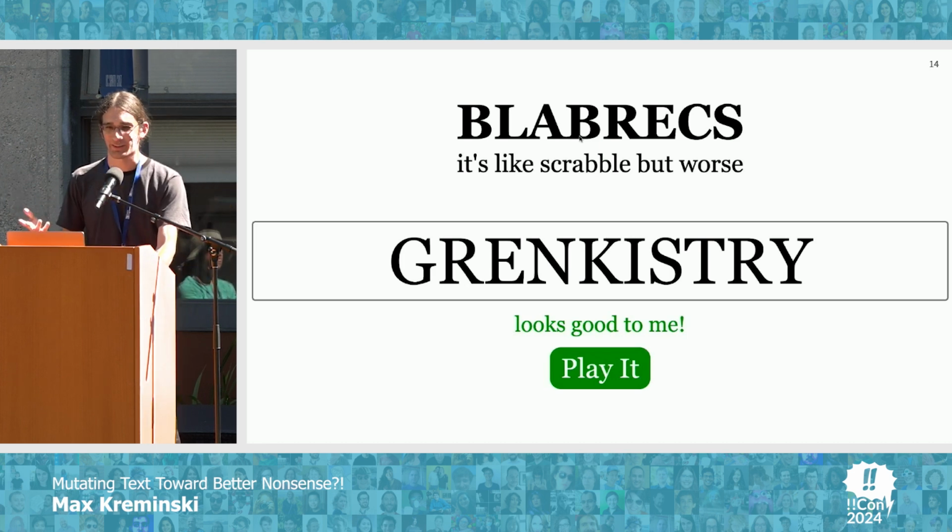And Grenkistry is an example of a word that a classifier trained on the English dictionary misclassifies as English, even though it is in fact a nonsense word. So this classifier has been given a bunch of examples of dictionary words, and sometimes it gets a little bit overzealous and says things that aren't actually English are English, and those are the ones you're allowed to play. We have 2 different versions of this.